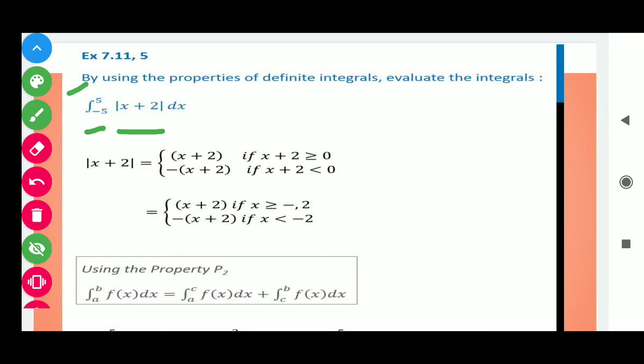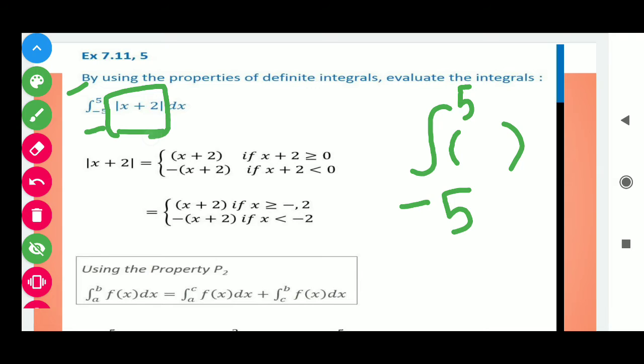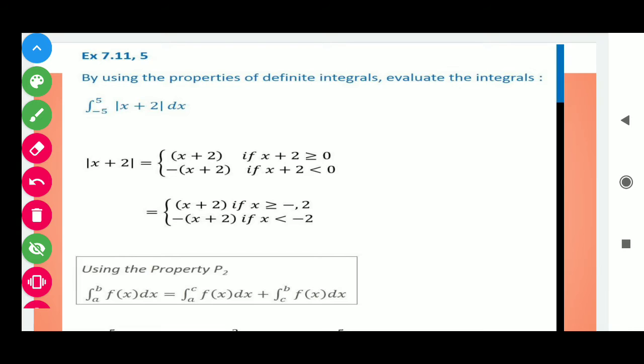Students, here in this question, notice one thing: if the limits are numerically the same but opposite in sign, in that case we check whether the function is even or odd. But observe one thing more, that in this question we have the integrand in the form of modulus. So instead of checking the even or odd function, in this type of question we split the function because here we have the mode.